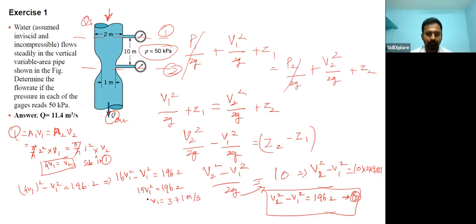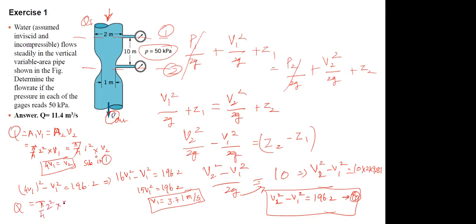Okay. So using this V1 value, substitute the value here. So Q is equal to, what is A1? Pi divided by 4, 2 square into 3.7.